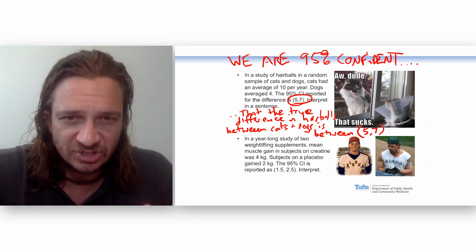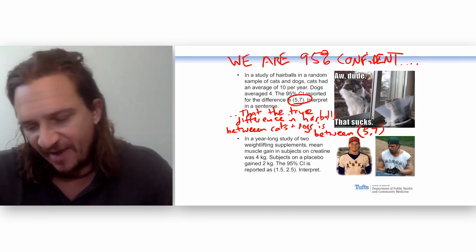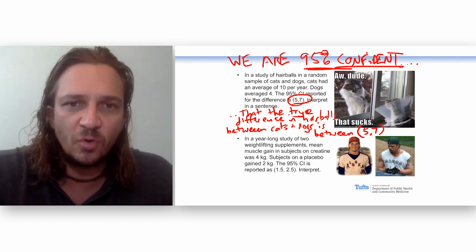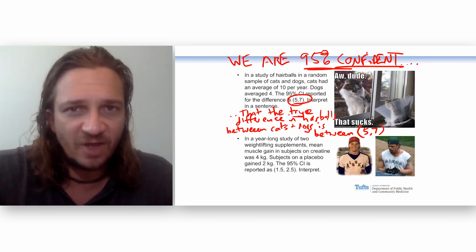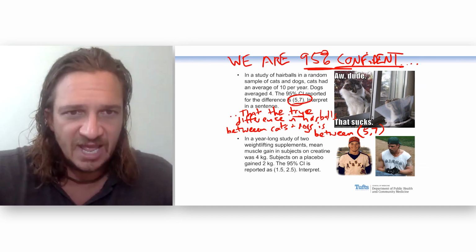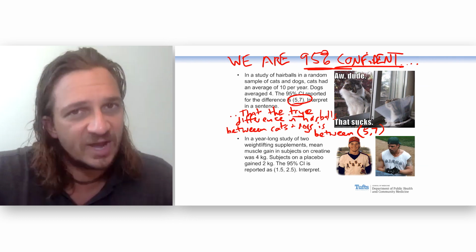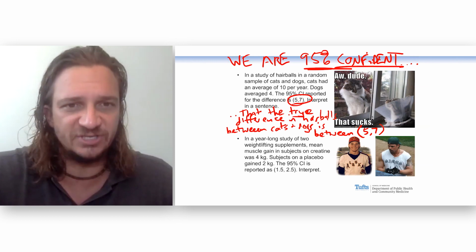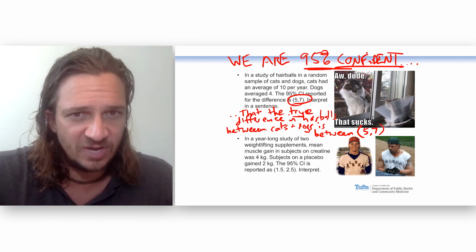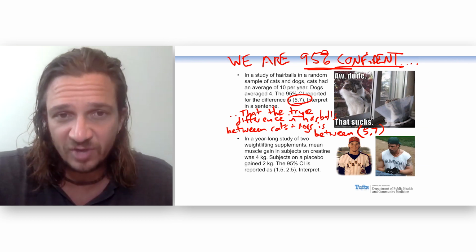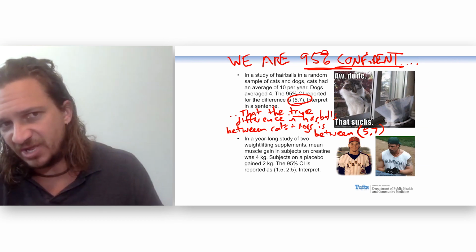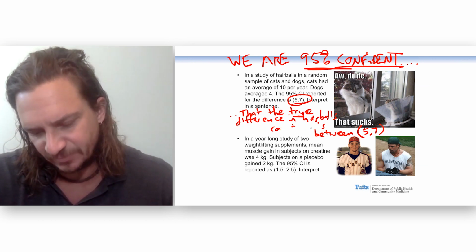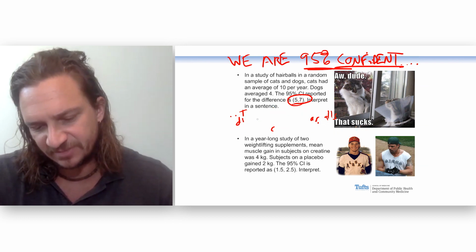Now, there are some elements in here that are missing. We have this idea that we're 95% confident. We've stressed here that we have this true or this population difference, but we've forgotten to include something very important, and that is the directionality. Who has more, cats or dogs? You can't tell from this interpretation. We also didn't include the units. Units are really important. Is it hairballs per year? Is it hairballs per day? Totally different.